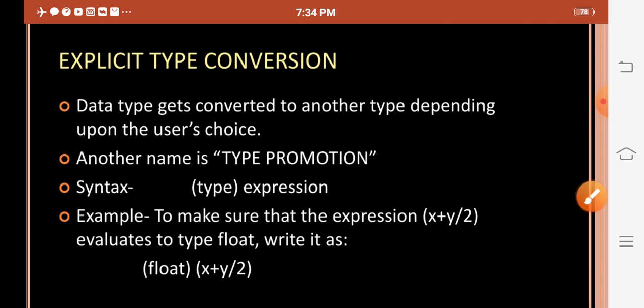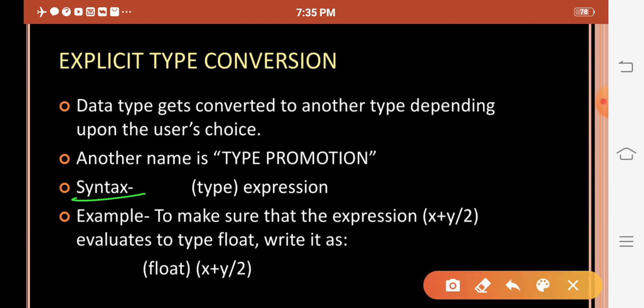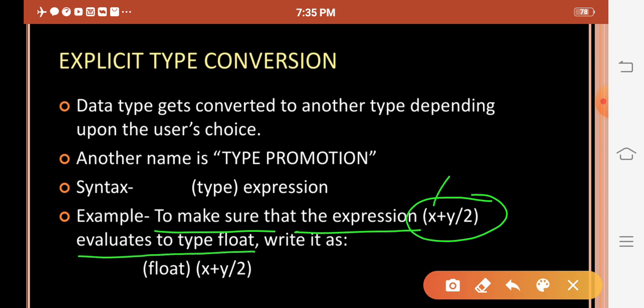Okay. Now next, we were discussing the syntax here. So how to write it, how to convert it explicitly. We write the data type in brackets, and just after it we write the expression which we want to convert. For example, to make sure that the expression, suppose x plus y divided by 2, evaluates to type float. Suppose x and y are already of integer type, but I want the resultant in float type. So I will write it this way, float in the brackets and then the expression.